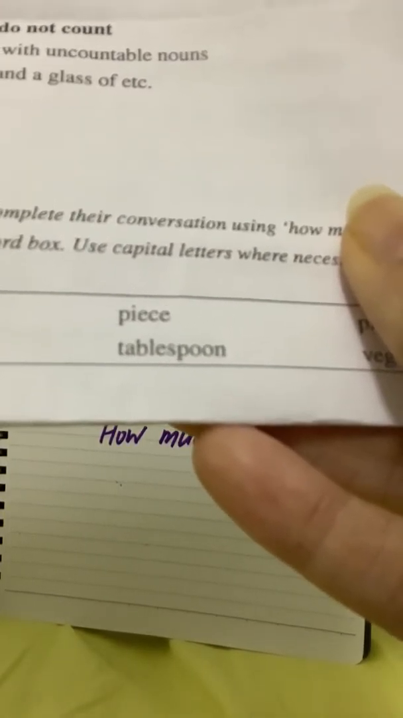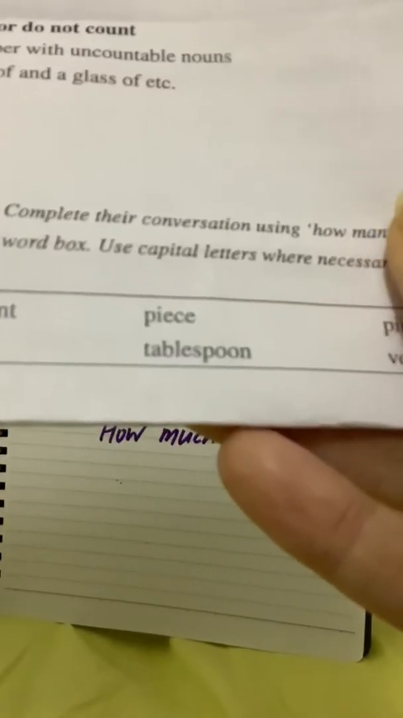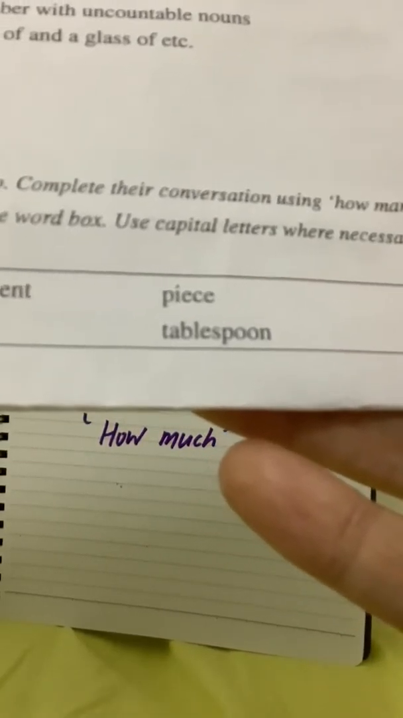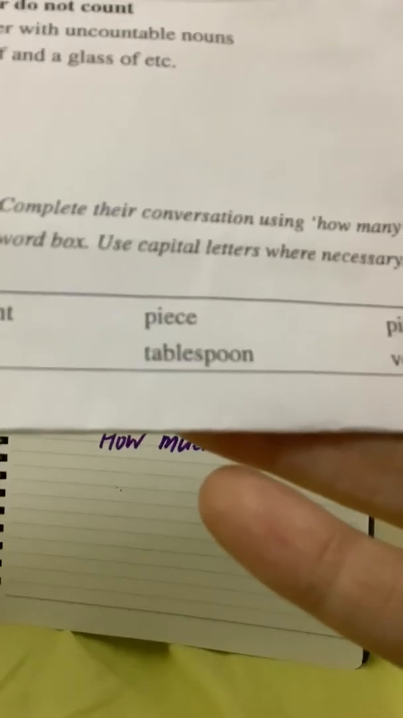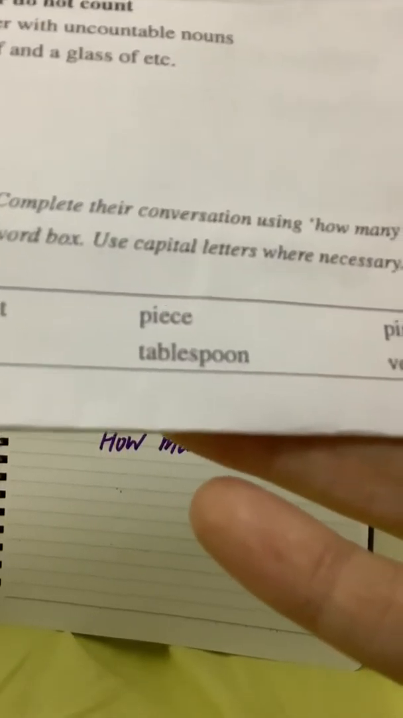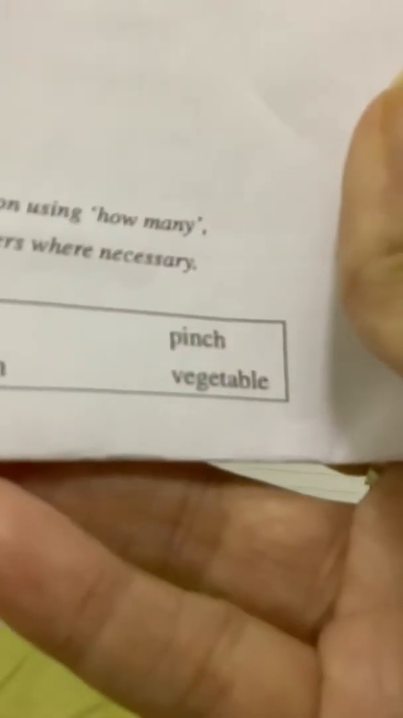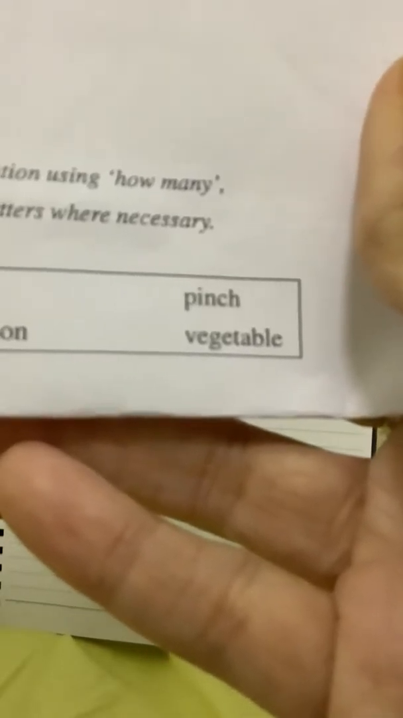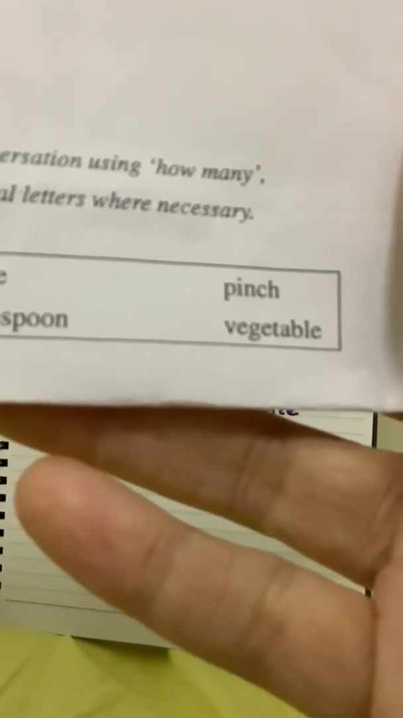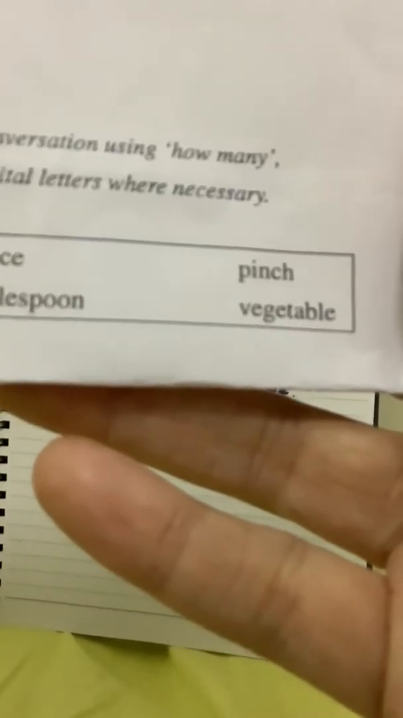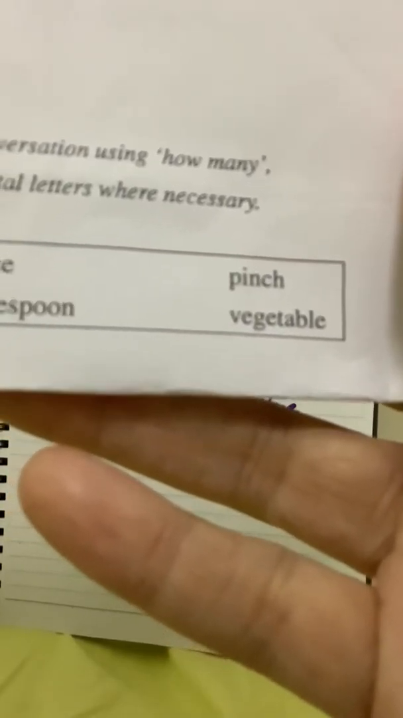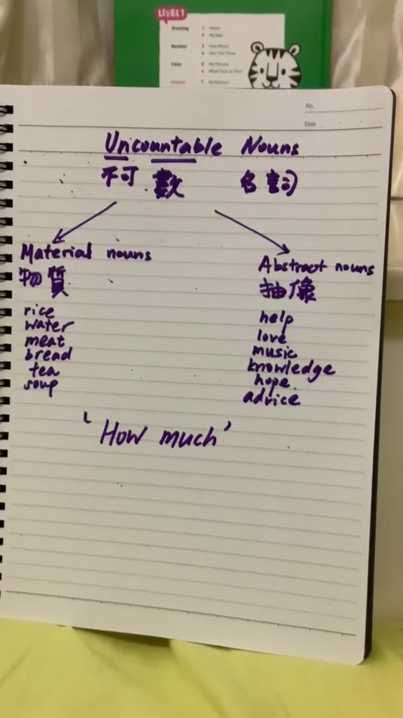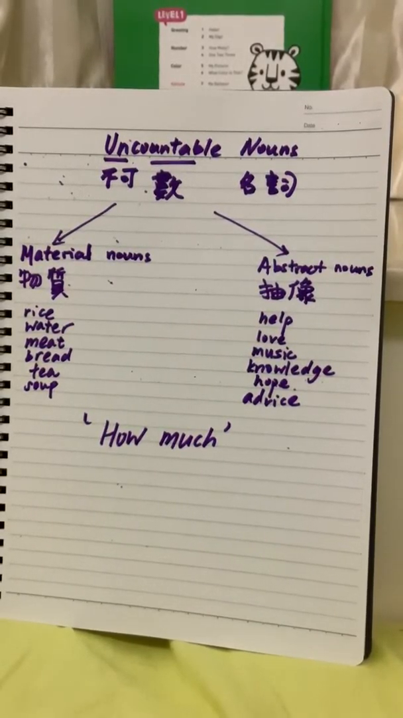Piece. Tablespoon. When you want to cook something, you can add 1 tablespoon of something. It can be a tablespoon of olive oil, a tablespoon of salt, a tablespoon of sugar. Pinch means a little bit. When you want to put some salt, you can say a pinch of salt. Last one, vegetable. Vegetables make you feel healthy, and they're mostly green in color.